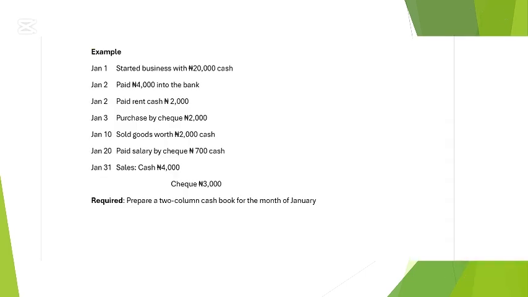Okay, let's quickly solve this one, another one to solve for today's video. On January 1st, started business with 20,000 naira cash. As you know, the usual money used to start a business is called capital. So the owner of the company gave 20,000 cash to the company, so the company is receiving the cash.